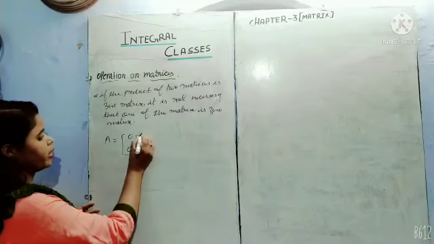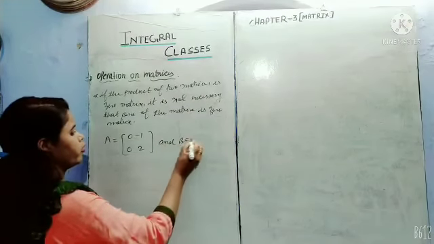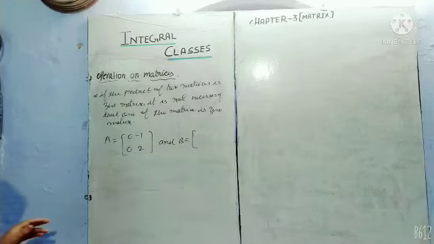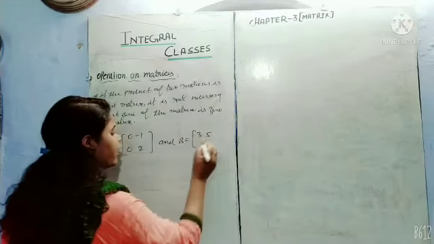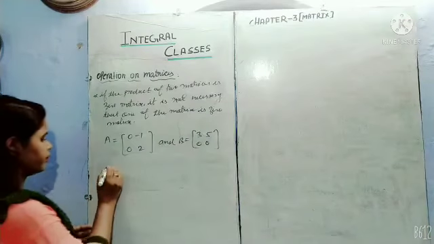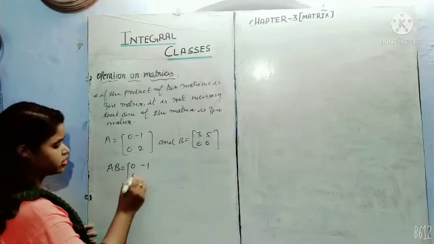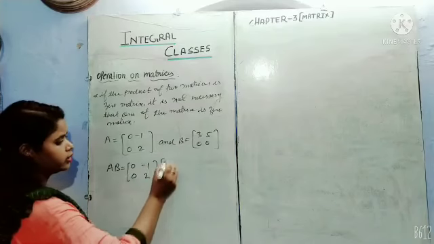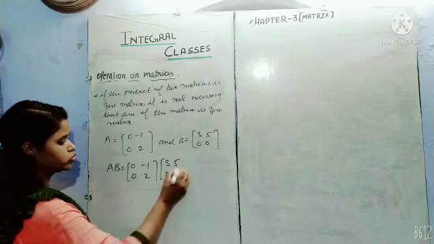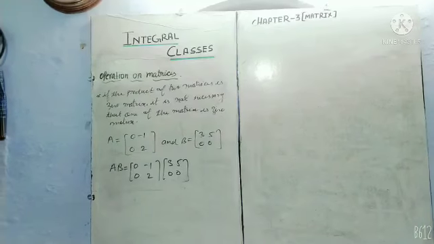A is [0 -1; 0 2] and B is [3 5; 0 0]. Now we will multiply them. AB is [0 -1; 0 2] times [3 5; 0 0]. So now we will get the resultant.